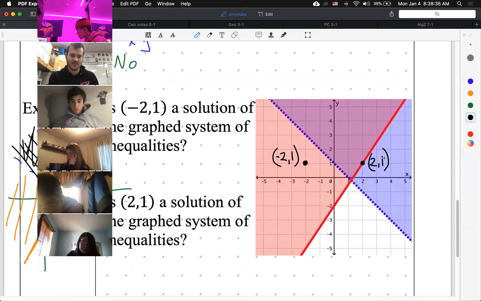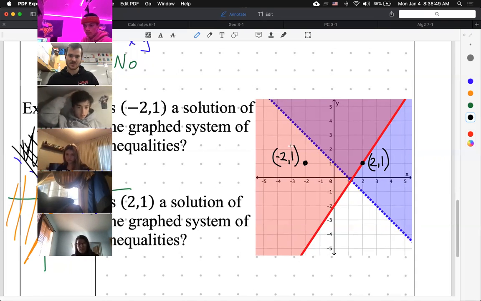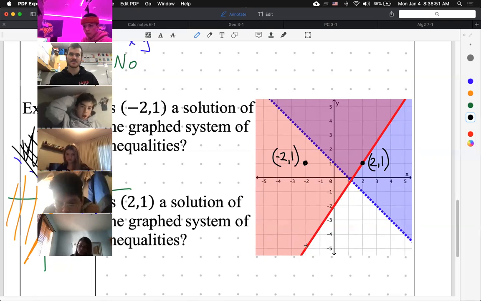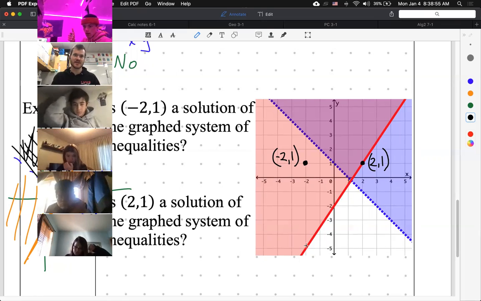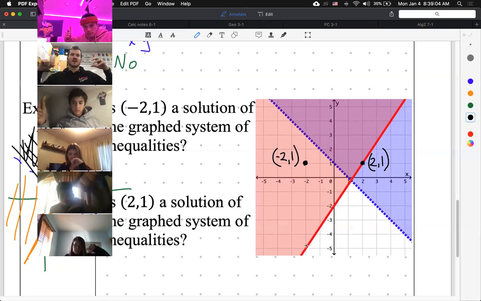We have 1.5 minutes left, and I know you guys are kind of scrambling to try to get these notes down right now. This is really important though. So everyone with thumbs up or thumbs down, is this first point -2, 1 a solution to this system of inequalities? Either thumbs up or thumbs down. Everyone take a guess. You've got another 10 seconds to take your guess. The answer here is no, it is not a solution.